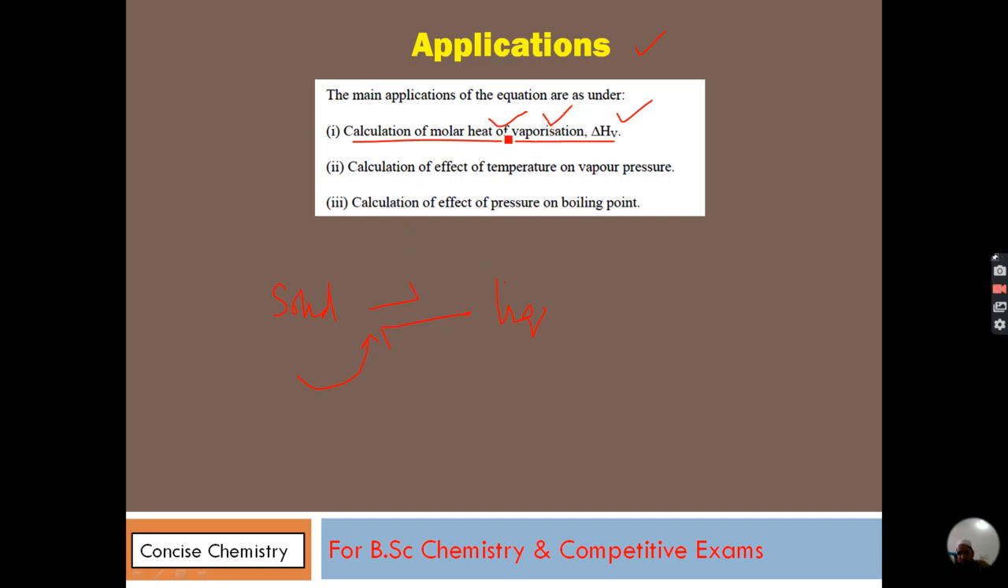This is for the molar heat of vaporization. It's for when you are studying the phase transition between liquid and vapor. You can calculate the molar heat of vaporization. Molar here means we are taking 1 mole of substance. Remember this. Likewise, we can calculate the effect of temperature on the pressure.